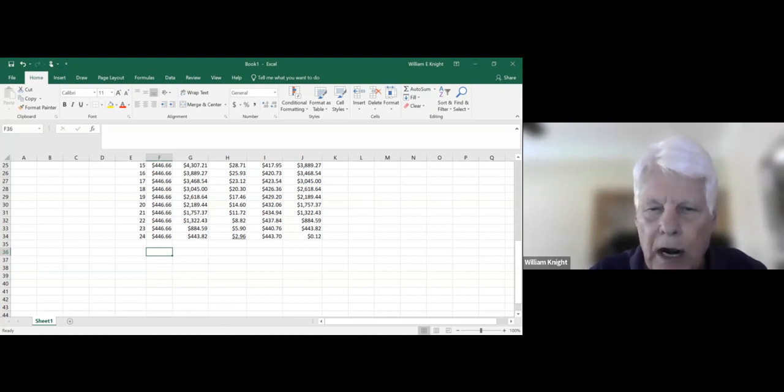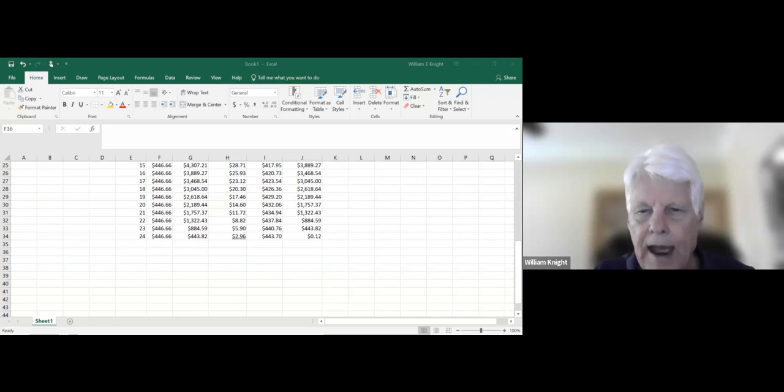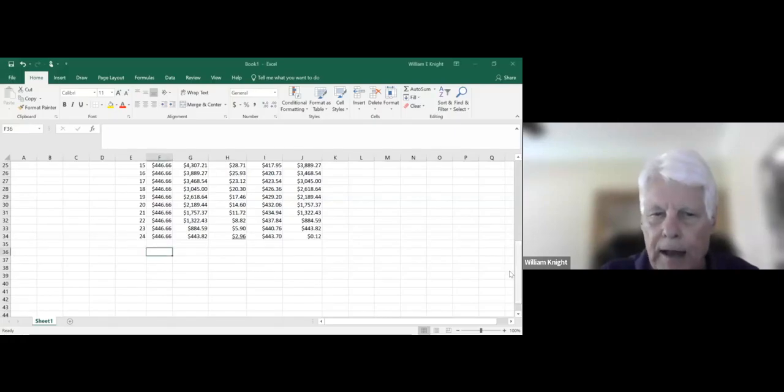Now, let's take a look at our formula for computing APR. Here is the formula for computing the APR. The formula for computing the APR is the average annual finance charges divided by the average annual outstanding balance. So let's compute the average annual finance charges divided by the average annual outstanding balance.